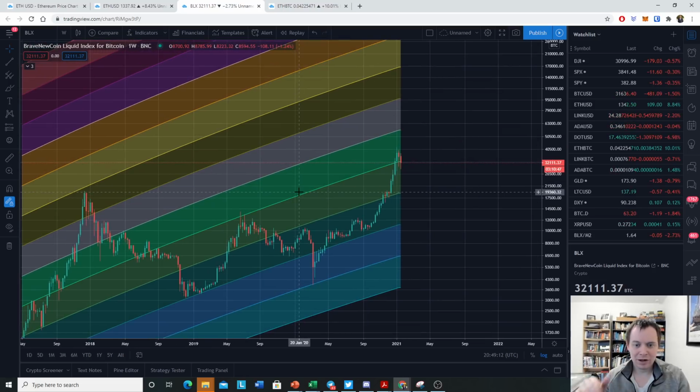As we've said before, this cycle may take longer than prior cycles. And so we need to be prepared for moves like this. We need to be prepared for these blasts off into space. And if we do come back down to earth, that's okay, because ultimately I do expect us to trend higher during the market cycle.